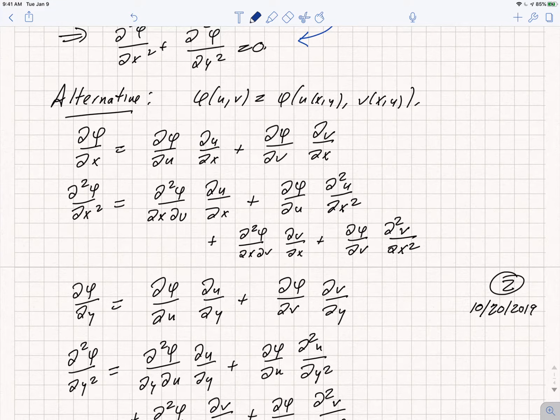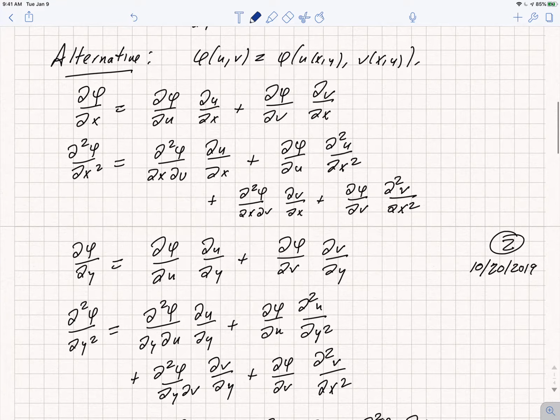I wanted to give you an alternative derivation. It says this in the notes, but it doesn't give you a derivation. I just wanted to write it here, and I'll walk you through it, and these notes will be online if you want to see them. We can do it directly.